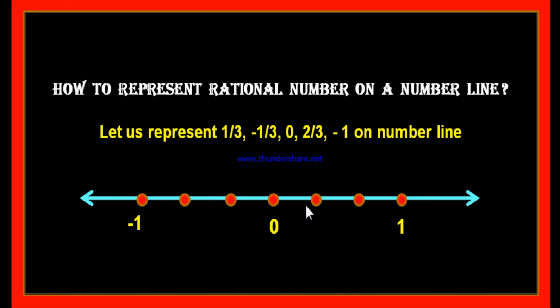Now 0 to 1 as well as 0 to minus 1 is divided into 3 equal parts. Now this point may be given by 1 by 3 and this point is 2 by 3 and this is minus 1 by 3 and this is minus 2 by 3 and this is minus 3 by 3. Of course this is equal to minus 1. Understood? Here I shall repeat again.